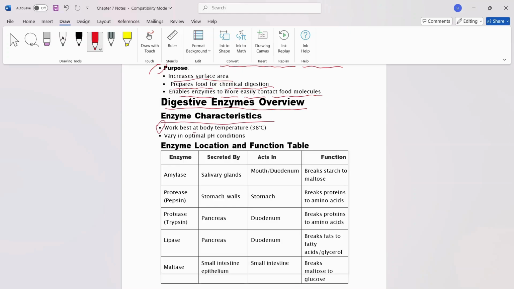Digestion enzymes overview. Enzyme characteristics. They work best at body temperature, which is 38 degrees centigrade. It varies in optimal pH condition. Now, let's talk about enzymes, location and the functions.